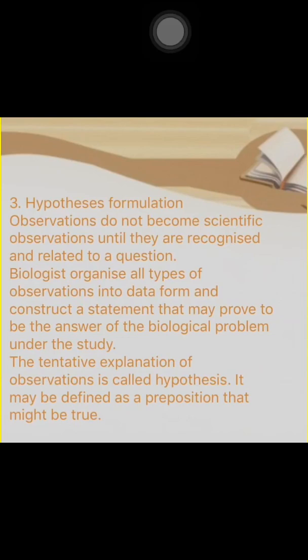What happens? Biologists first organize all types of his observations, either he studied, or he finds someone else's work, or it comes in his own mind. He organizes all of them into a data form. Data form means that he puts them in a calculated form or a fixed form and constructs a statement that may prove to be the answer of the biological problem under study. That means he finds all his data and forms a statement.